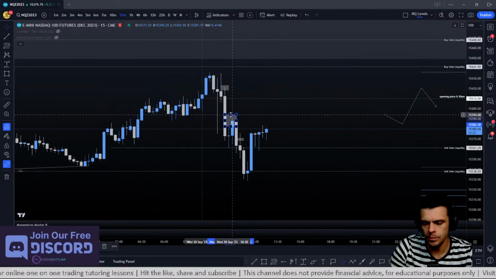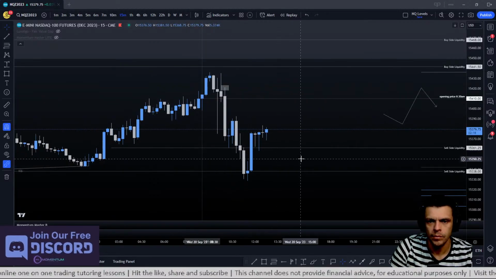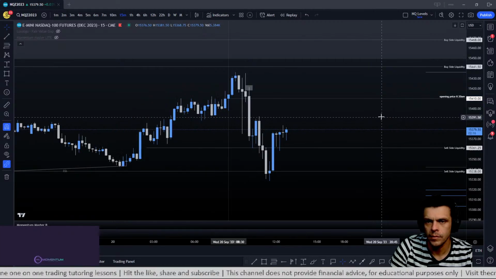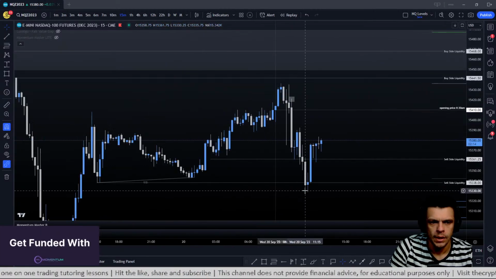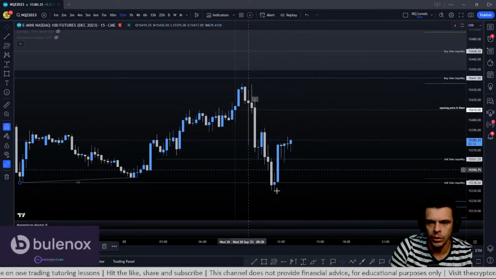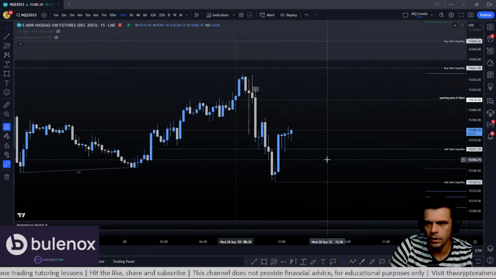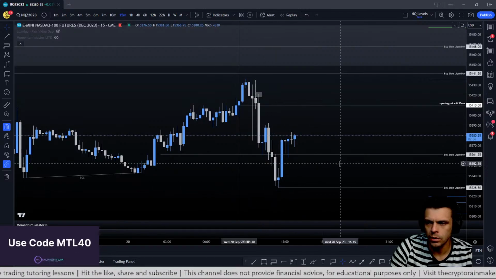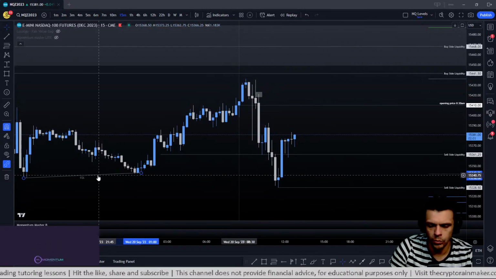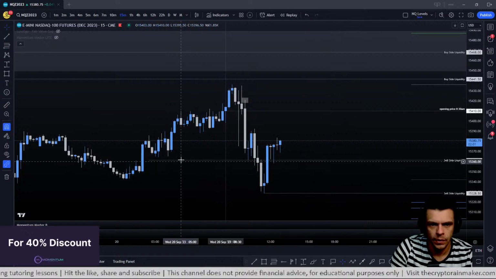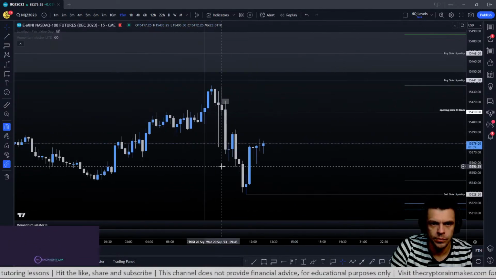Clean some of this up. Okay, so we know we already dug in there, so I'm gonna move this line over there. So that's the new low that we'll be watching out for in the future. We can remove this.